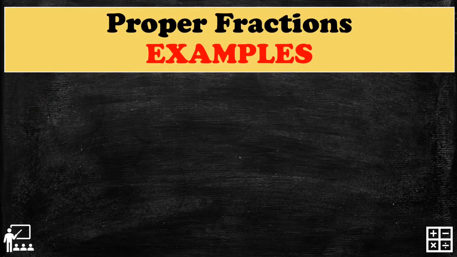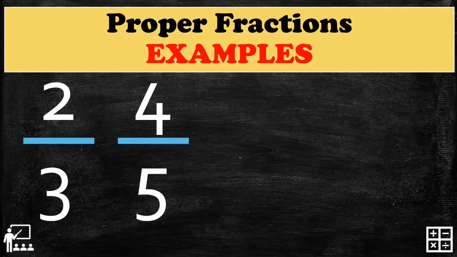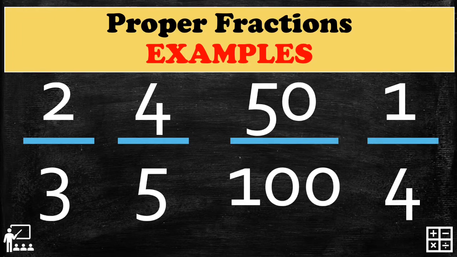These are some examples of proper fractions: 2/3, 4/5, 50/100, and 1/4. As you can see, all the numerators, or the upper part, are lesser than the denominator. That's why these are some examples of proper fractions.